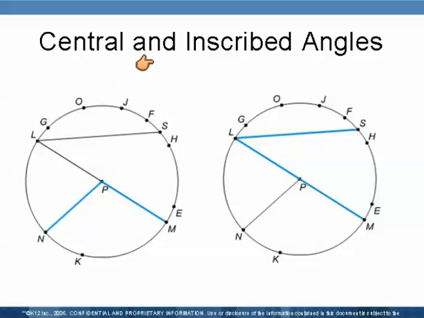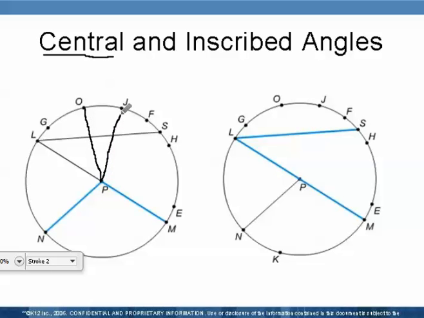So, we're looking at circles. Now, when we look at circles and we start drawing some lines on circles, we wind up with some things called angles. And we give those angles some names. One of the names that we can call things are central angles. Central angles are any angles that are formed by line segments that go from the outside of the circle to the center of the circle and back out to the outside of the circle.